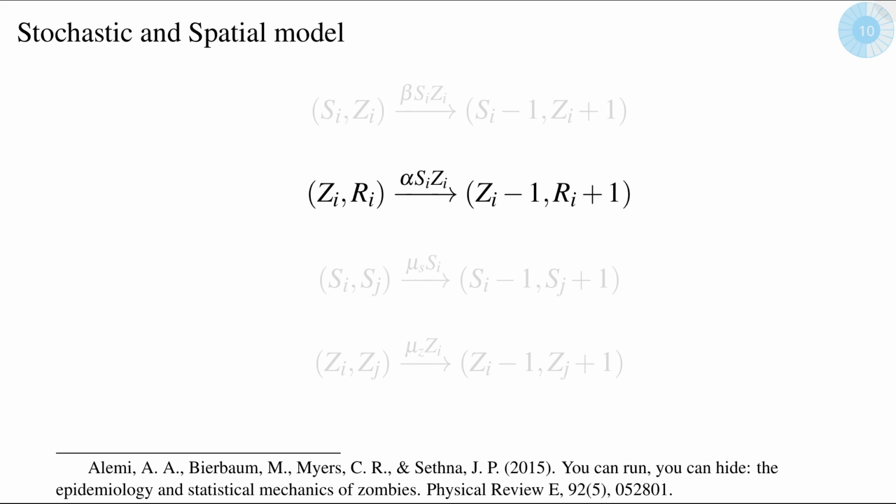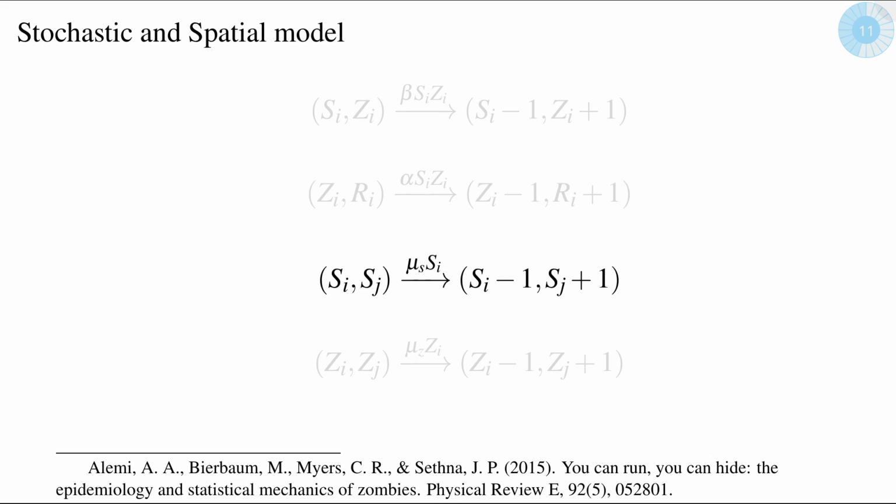We also have the susceptible people attacking the zombies, and then the zombies would decrease by one, and the removed would increase by one. And in both of these equations, the little subscript i just represents a location on the lattice. So these rates would happen everywhere at every single lattice site. We also have the probability of moving around. So this is given by mu s times s_i. That's the rate at which it's moving around.